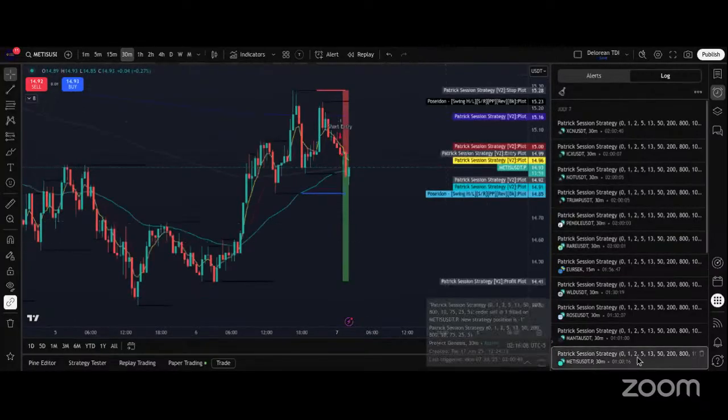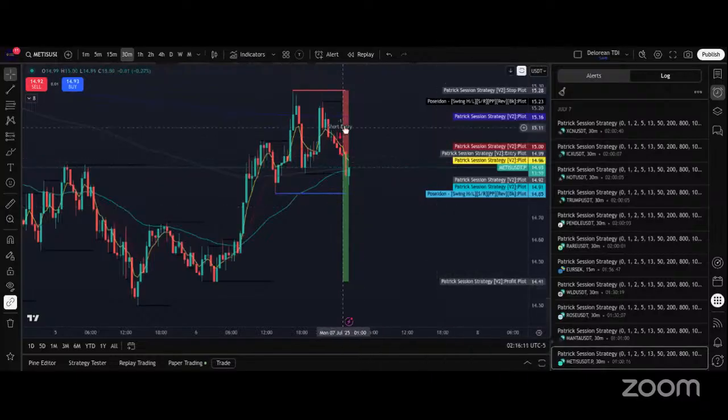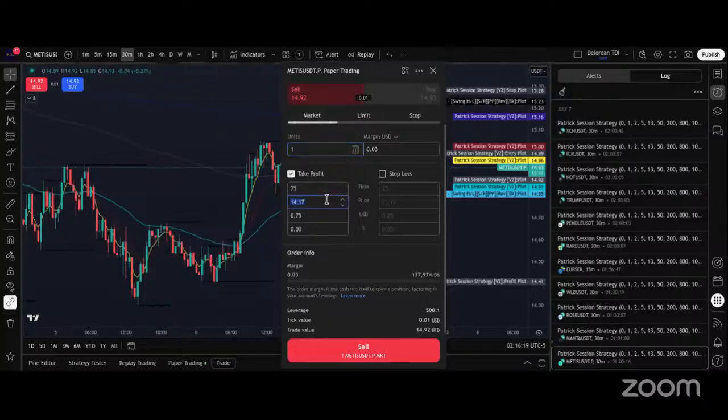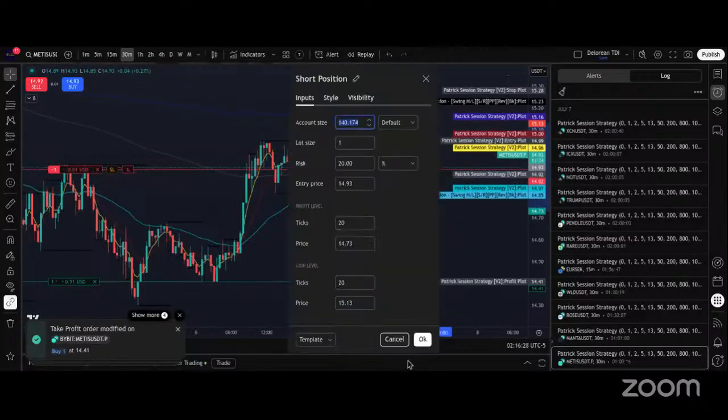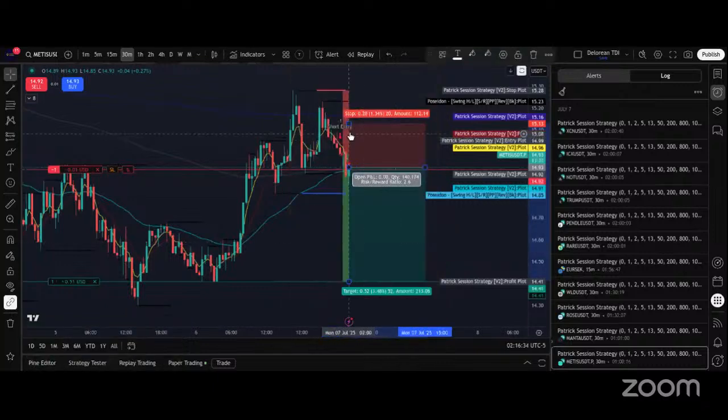We have METIS versus Tether. Again, another valid setup. Blue on the top, gray in the middle, aqua on the bottom, red over yellow. It's going to be a sell to 14.41 from current price. One moment here. So again, it's going to be another 30-minute confirmation.